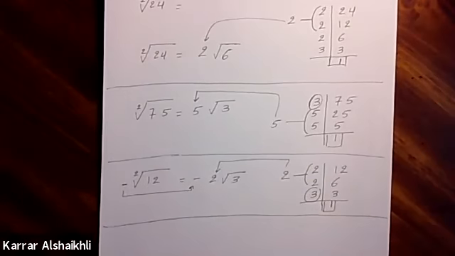Now, we're going to do exactly the same thing when we have a cubic root. Fourth root is going to be the same thing. For example, let's find the square root of 60.